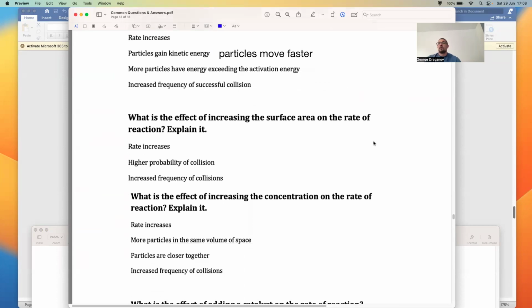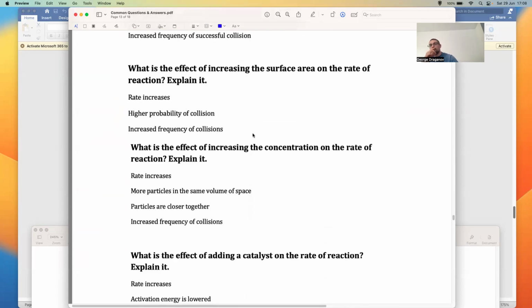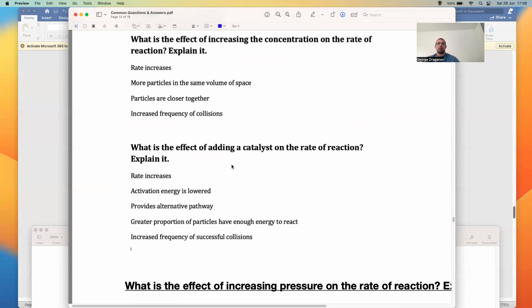Right. What is the effect of increasing surface area? Rate increases because there's a higher probability of collisions because of the more faces. So there's an increased frequency of successful collisions. You can add the word successful. I would always put it. What's the effect of increasing concentration? Well, rate increases. More particles in the same volume of space means they're closer together, and as usual, increased frequency of successful collisions. Not sure why I didn't put successful here, always put it.